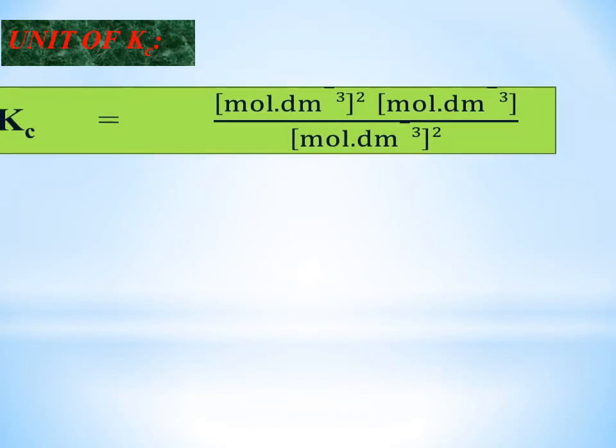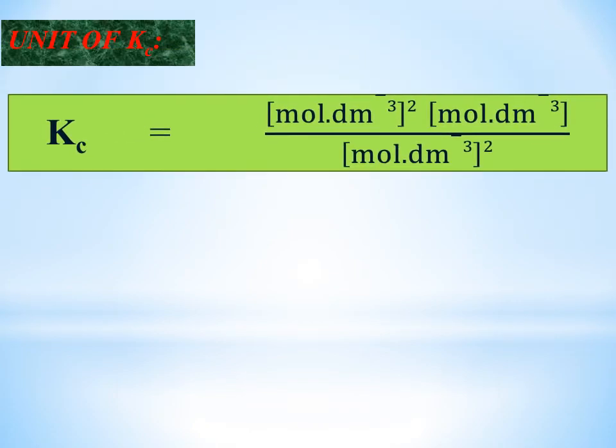Then the unit of Kc will be mole per decimeter cube as a whole square, because here is 2 moles of sulfur dioxide, so this 2 shows the moles of sulfur dioxide. So we will get mole per decimeter cube as a whole square, then mole per decimeter cube, and in the subscript here is 2 moles of sulfur trioxide, so we will put mole per decimeter cube whole square.